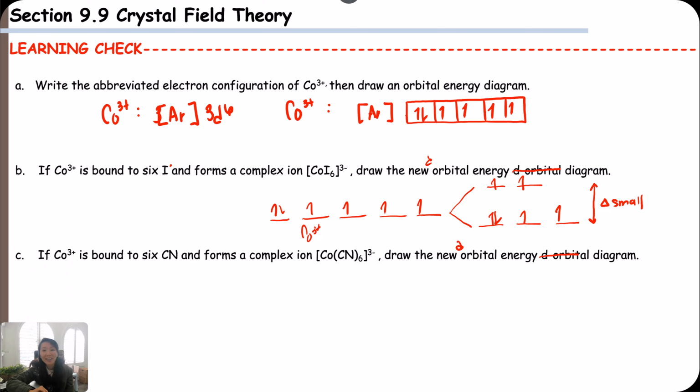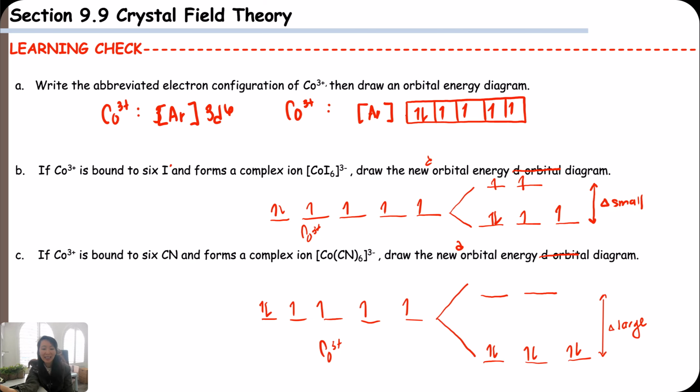Try the next one and then come back. And here is the key.